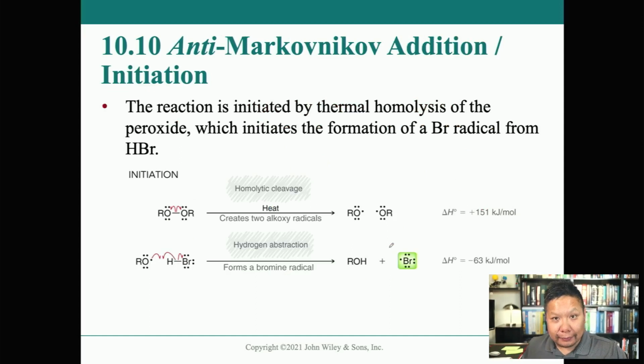So here we go. Let's see what's happening here, okay? The reaction is initiated by a thermolysis, homolysis of the peroxide, right? So heat initiates the formation of the bromine radical. The peroxide breaks apart homolytically, and we have two alkoxy radicals right here. And then one of the alkoxy radicals will come over and abstract a hydrogen from the HBr, giving you the bromine radical, right?